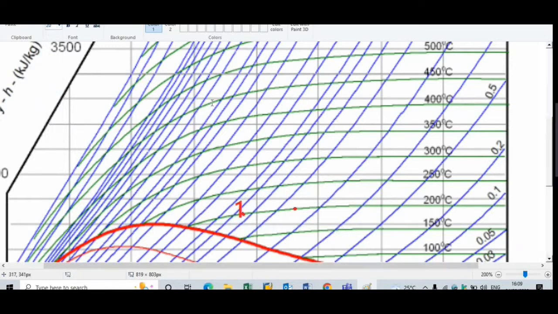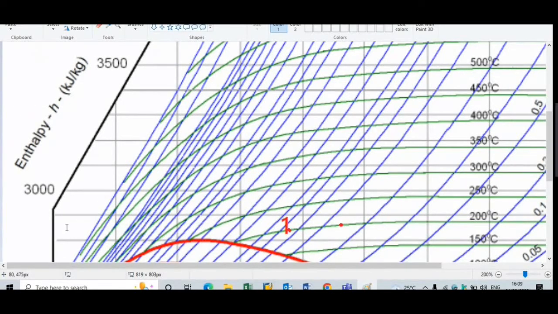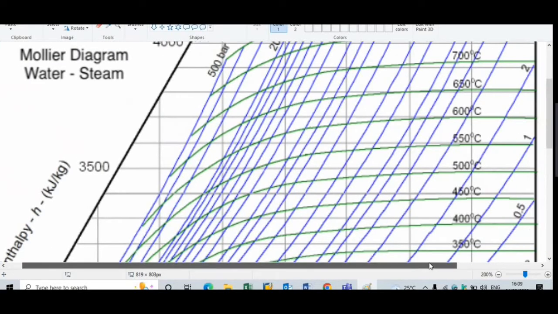Now we will move to the next. That is, again, this initial condition of steam is expanded with constant enthalpy up to 3 bar. So point 2 will be, we have to extend this point 1 at constant enthalpy. So we know that enthalpy is on this vertical line. So enthalpy remains constant. That means we have to draw a straight horizontal line and we have to take 3 bar. So here is the 3 bar pressure.